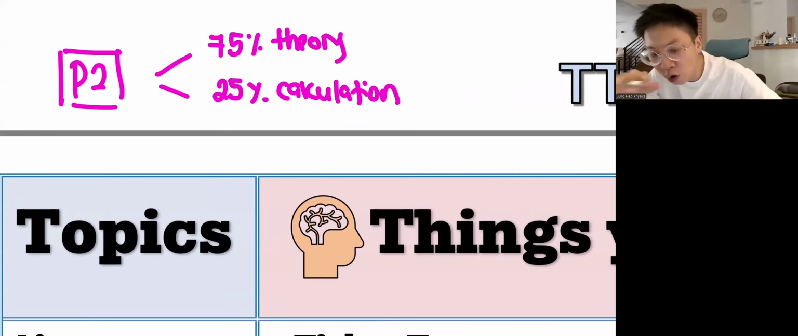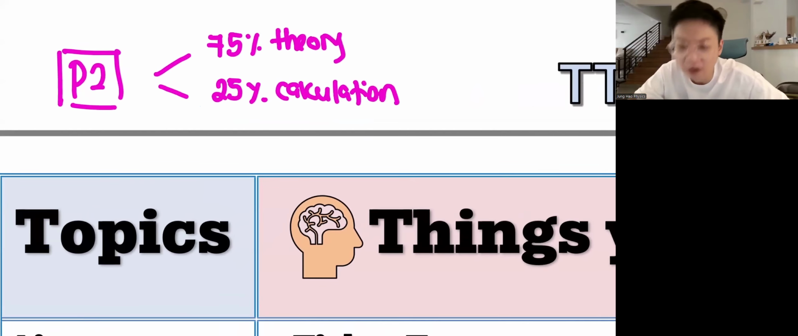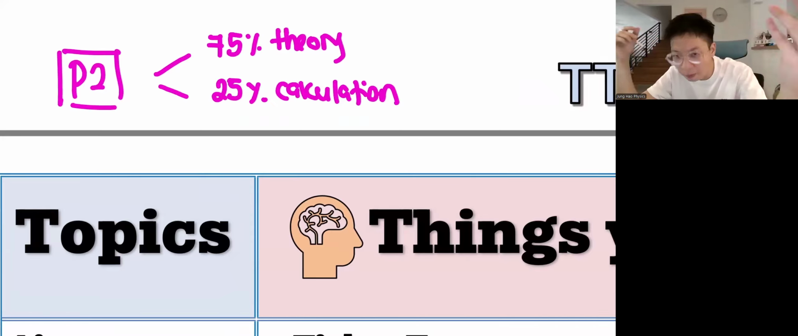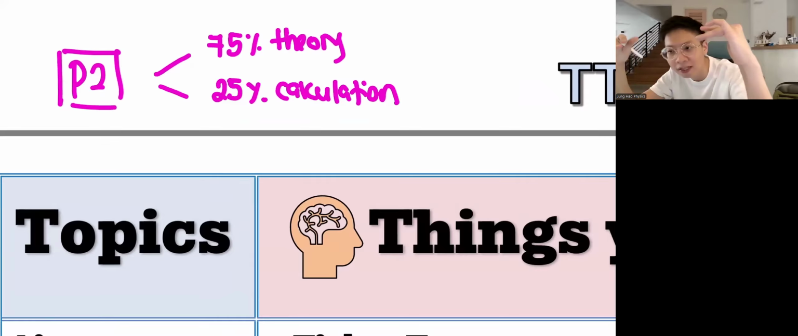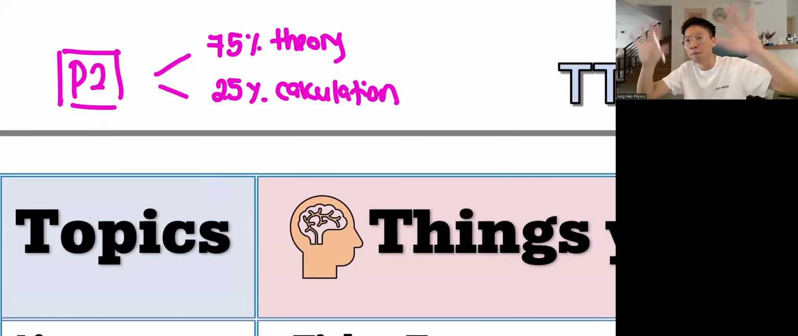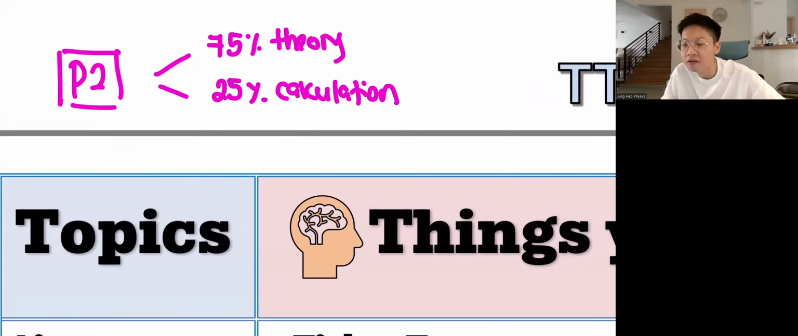This is quite standard, except if your school is SMJK Catholic, like Yen Yu's school. Probably SMJK Catholic will try to put more calculation because they want to make it more difficult. But for most schools, maybe you are from Seafield, Subang, or KL schools, mostly they will follow this ratio.